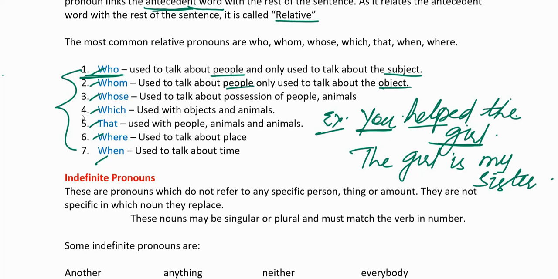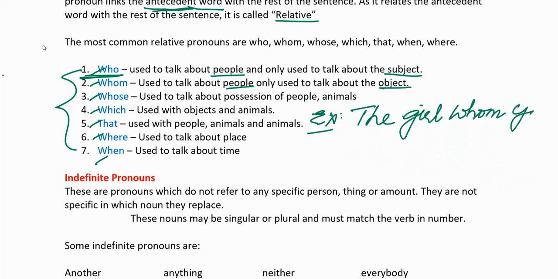So instead of writing the two sentences about the same object, we are going to join the two sentences and write as one using relative pronoun whom. Let us see how we are going to do that. The girl whom you helped is my sister.